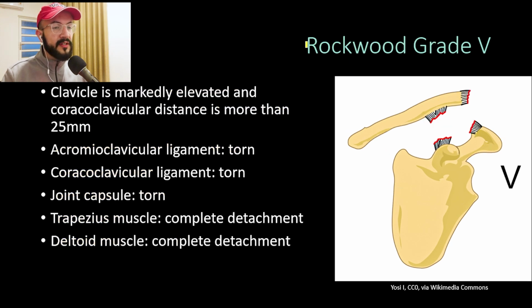Now regarding the Rockwood grade 5, this is when the clavicle is markedly elevated and the coracoclavicular distance is more than 25 millimeters. So the coracoclavicular distance in grade 5 is more than 25 millimeters. And remember, if it is less than 25 millimeters, then it would be graded as grade 3. And the acromioclavicular ligament and the coracoclavicular ligaments are both torn, as you can see, and the joint capsule is torn. Trapezius and deltoid muscle are both completely detached from the clavicle.